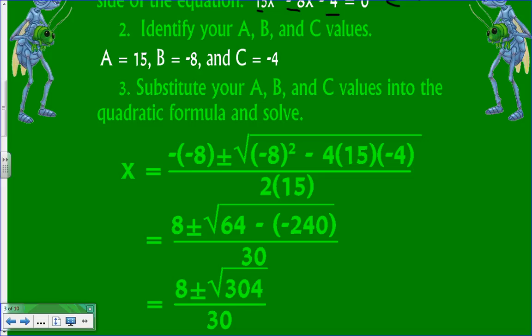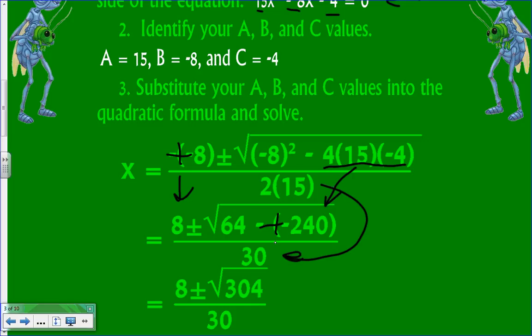What we can do right now is start simplifying. This part right here is going to be a plus, so we have positive 8. The bottom, definitely we can do, is going to be 30, and inside of here, 4 times 15 times negative 4 is negative 240. And then when we have minus negative 240, that becomes a plus.